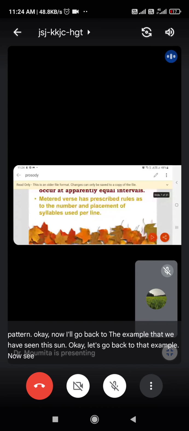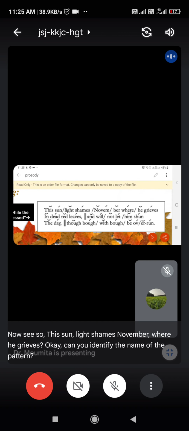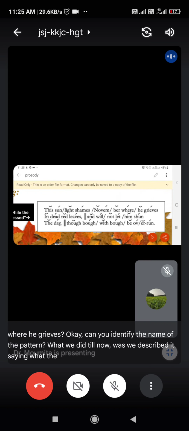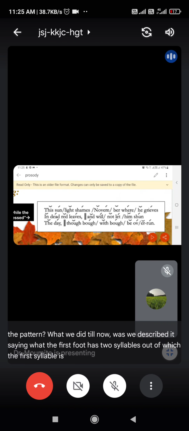Okay, can you identify the name of the pattern? What we did till now was we described it saying the first foot has two syllables, out of which the first syllable is unstressed, the second syllable is stressed. But this is the description of one particular pattern. So now we have the name of that particular pattern, right?